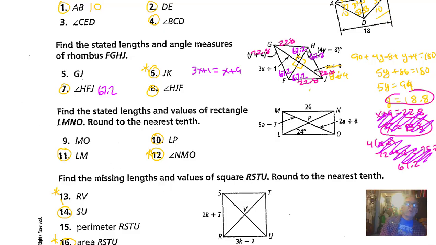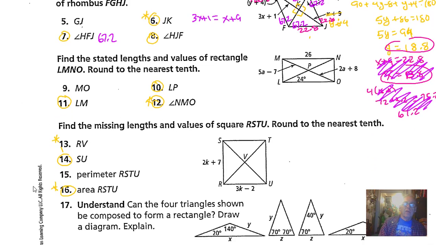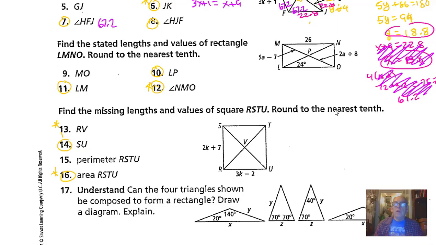Okay, let's move on. Let's look at 9, 10, 11, and 12. Let's look at number 11. Okay, find the stated lengths. Let's see what we got. LM. LM is this distance here. What can we do with that? Now, we've got a 26.